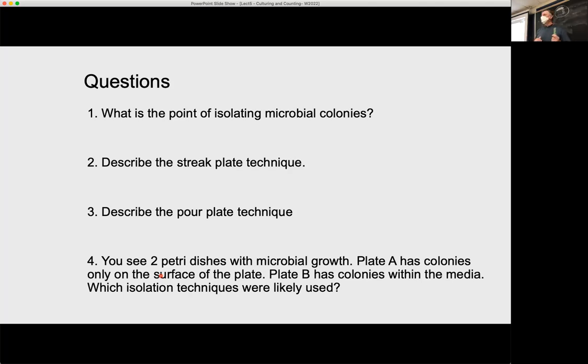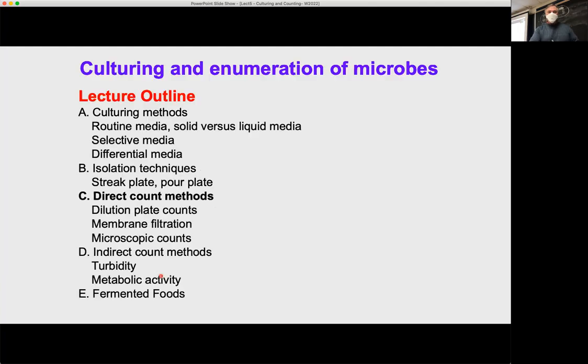Okay, so which techniques were used for the two? Surface is the streaking, and the other is the pour plate. Yeah, exactly. Some microbes, when they grow, they release gas as well. So if you use a pour plate with a microbe that releases gas, you'll see bubbles, big bubbles in the media from the microbes fermenting.